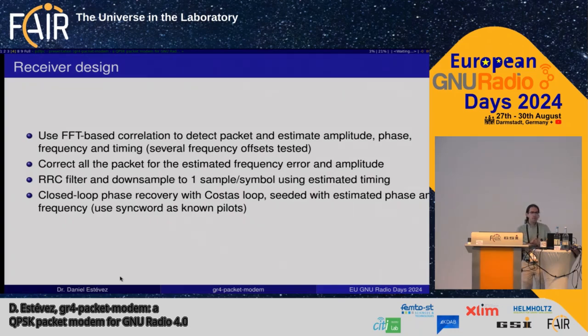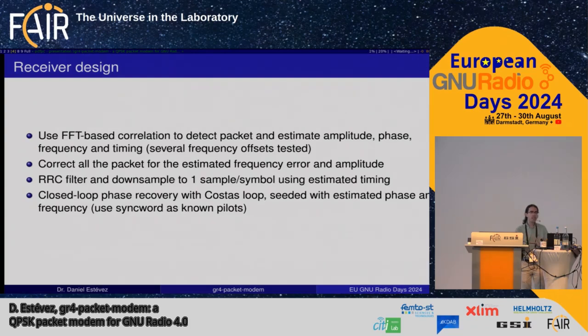For the receiver, as I mentioned, the first thing the receiver does is an FFT correlation with the sync word to detect the presence of the packet and estimate everything you can estimate: amplitude, phase, frequency, timing, which is the sample in which the packet starts, and also the fractional sample delay, because you want to be very accurate doing matched filtering on the receiver. Then you correct the frequency error you have estimated, and you correct for the amplitude. Then you do an RRC filter and downsample to 1 sample per symbol, and this is open loop.